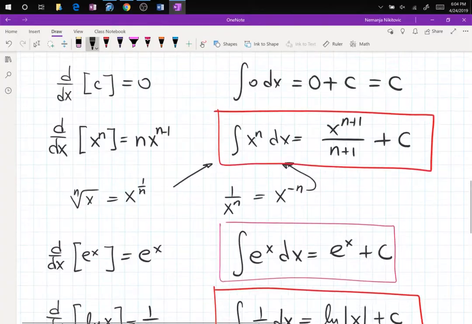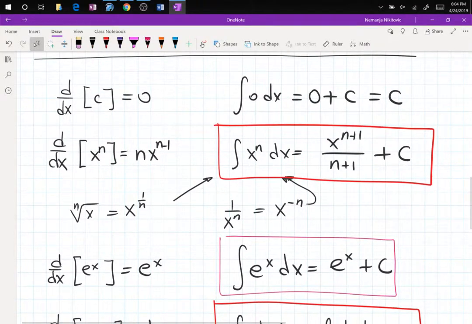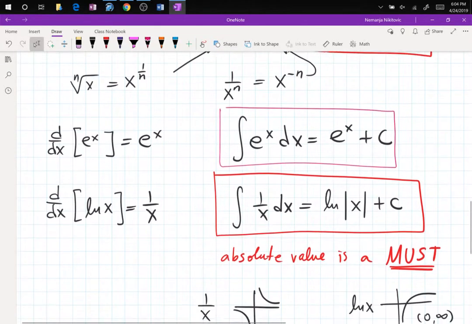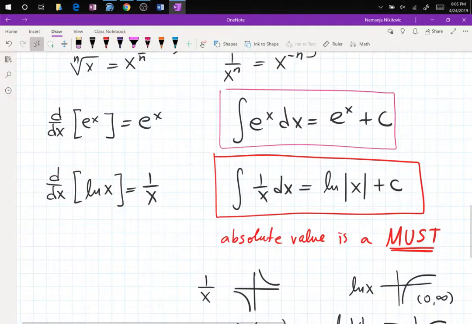So we have our constant. We have our, well, that's a 0 actually. We haven't done constant yet. I'm going to do constant now. We have a polynomial, rational, radical. We have our exponential, and we have our 1 over x, which produces ln.